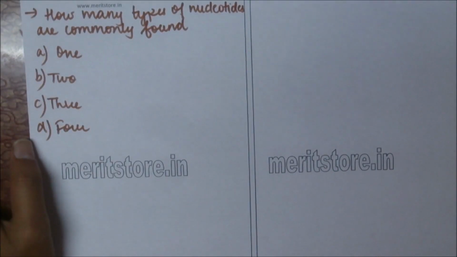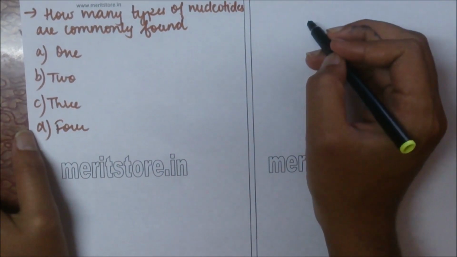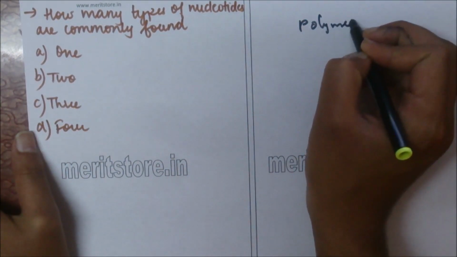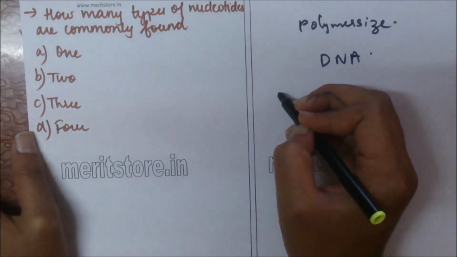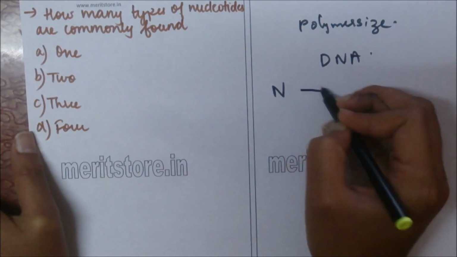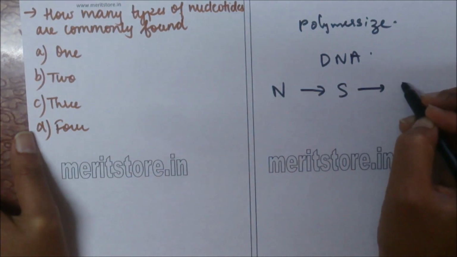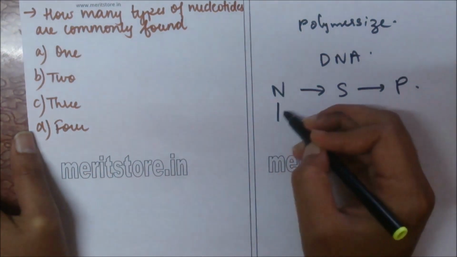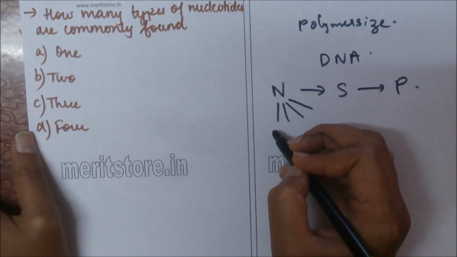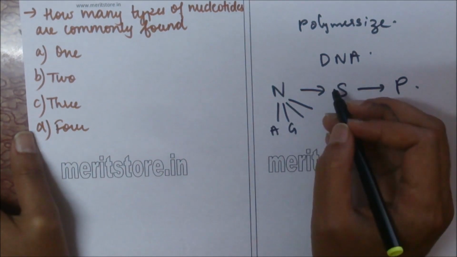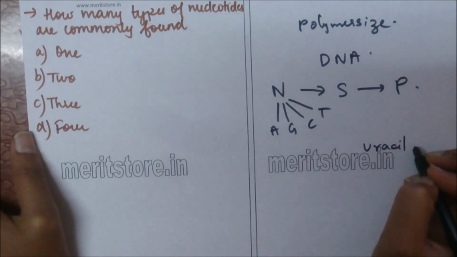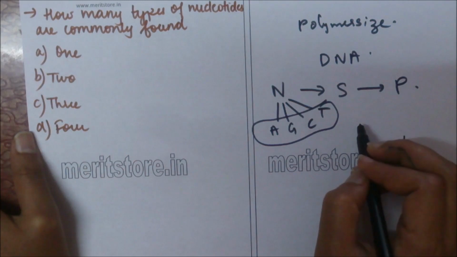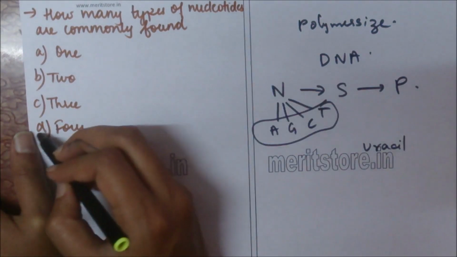How many types of nucleotides are commonly found? A. 1, B. 2, C. 3, D. 4. Nucleotides polymerize to form DNA. A nucleotide consists of a nitrogen base, sugar, and phosphate attached to it. There are four types of nitrogen bases present in DNA: adenine and guanine, which are purines, and the pyrimidines, cytosine and thymine. Uracil is found in RNA.